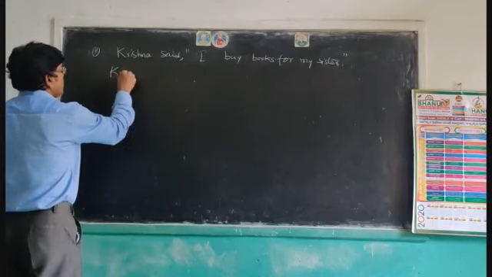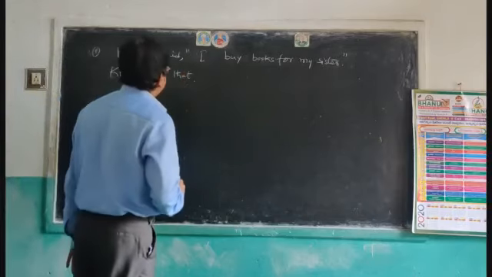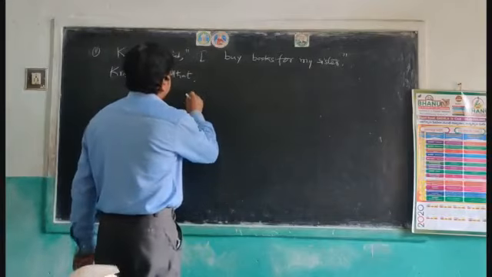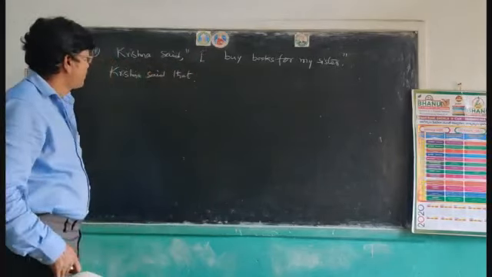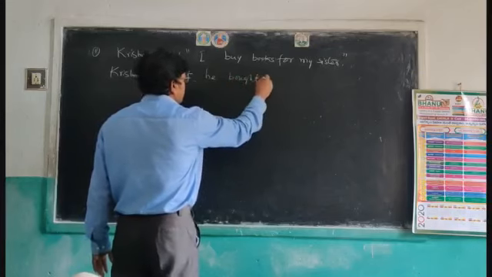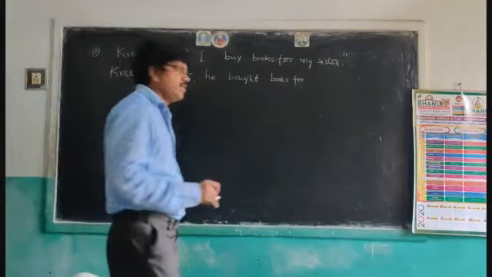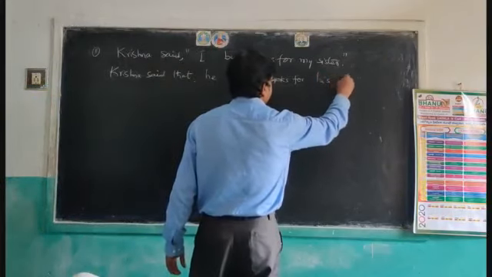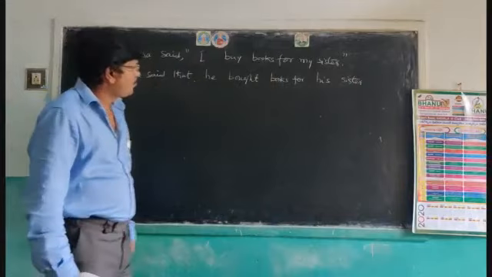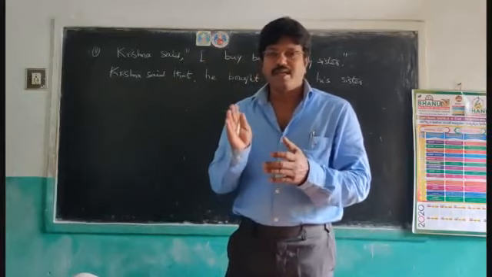Krishna said that. Remove comma and remove inverted commas. That. I changes to he, I means Krishna. He bought books for my sister, changes to his sister. That's it. Krishna said that he bought books for his sister. He said that. What he said that? He bought books for his sister.